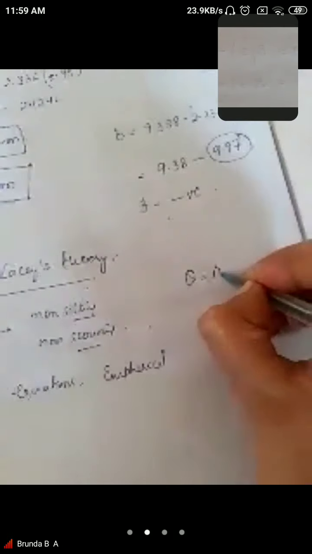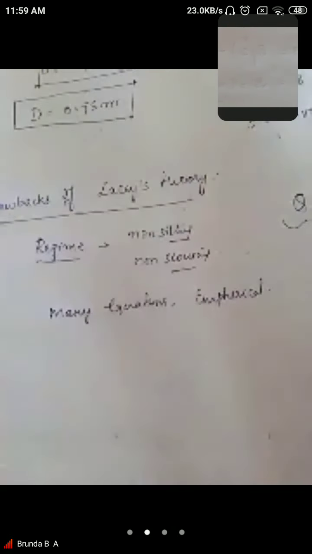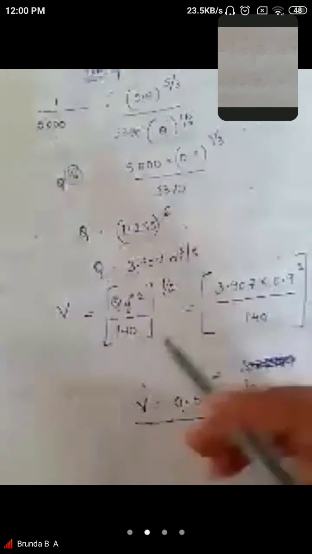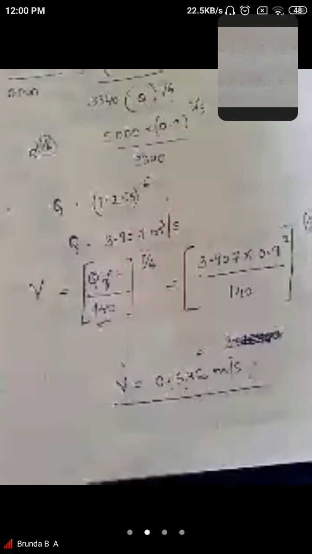Because if I say Q is equal to A into V, we have seen how discharge is equal to area into velocity. But if I give the equation of the side slope, there you have numbers like 3340, and when we are finding the velocity, we have this 140, but Lacey nowhere specified how he is getting these values. So he has simply considered the values there.